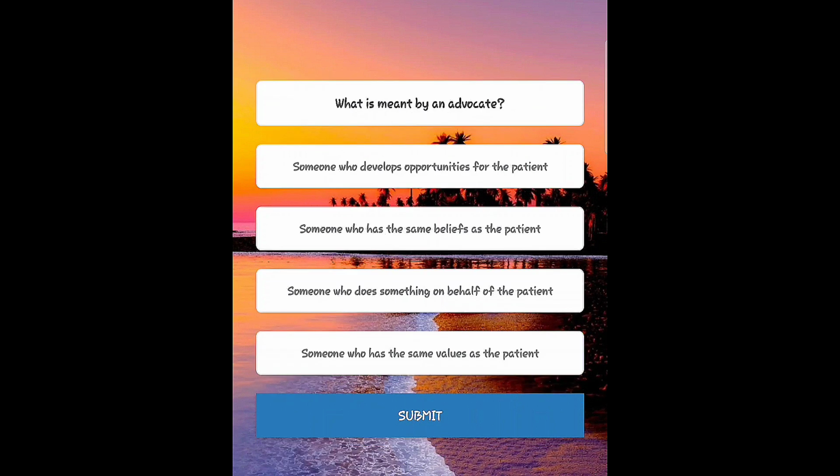What is meant by an advocate? A, someone who develops opportunities for the patient. B, someone who has the same beliefs as the patient. C, someone who does something on behalf of the patient. D, someone who has the same values as the patient. That should be someone who does something on behalf of the patient. Advocate, someone who does something on behalf of the patient, is your right answer.